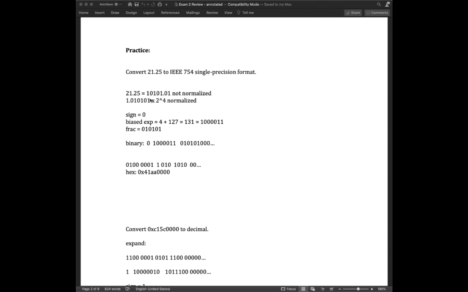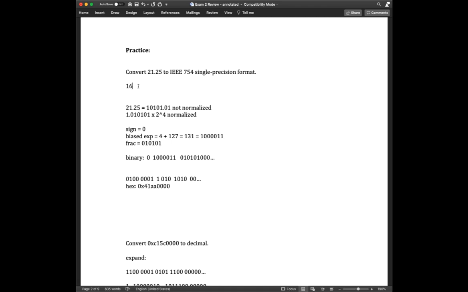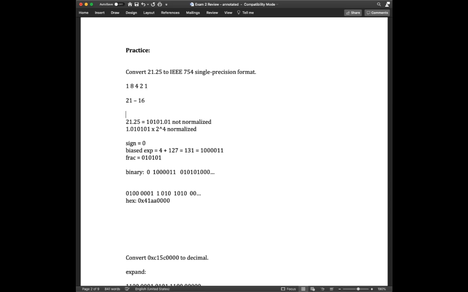So the question is, how might you do this without scratch paper? One way you might do it is just to write for yourself the place values. So for example, I'm not going to start with 32 because this number is less than 32. I'll start with 16, 8, 4, 2, 1. And then I'll ask myself, can I subtract 16 from 21? Yes, so I'll put a 1 there. And 21 minus 16, I'm just kind of typing my scratch paper.